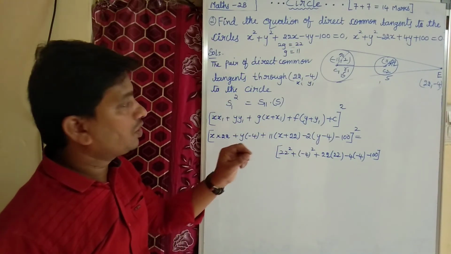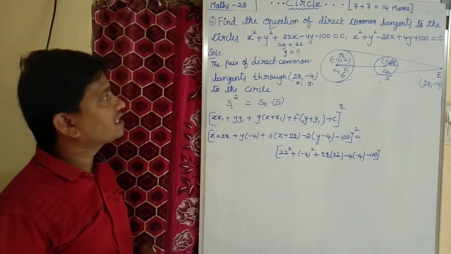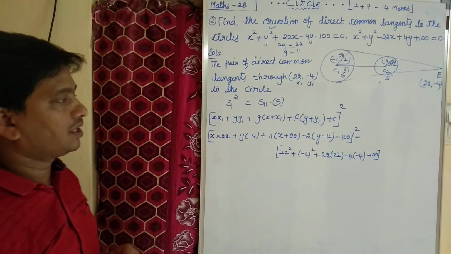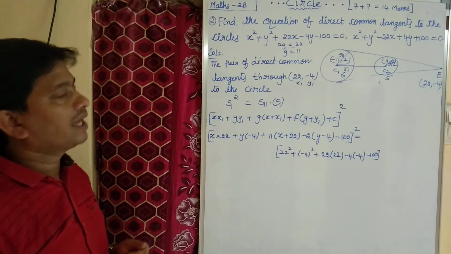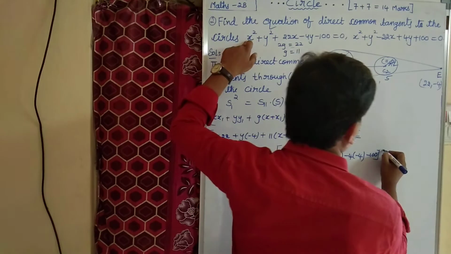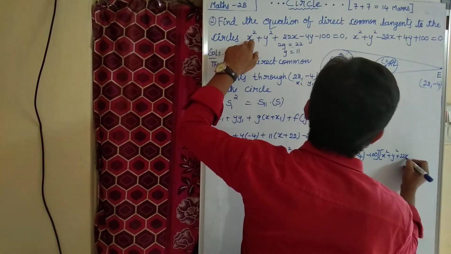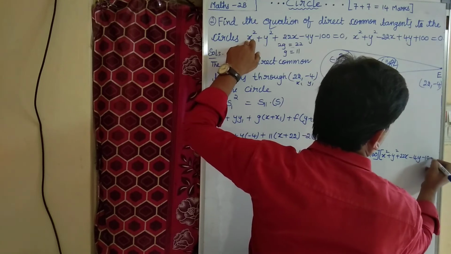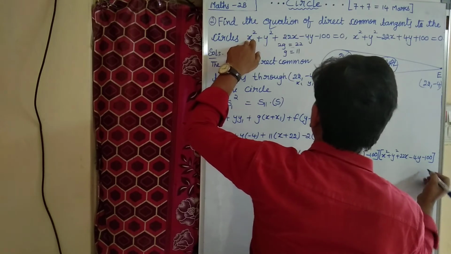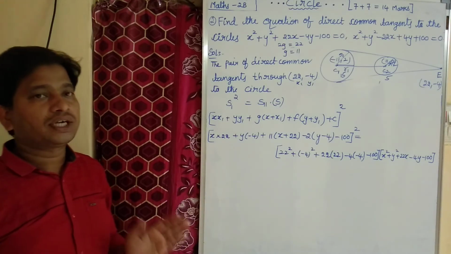S11 means we need to substitute point x1, y1 in the equation of circle x square plus y square plus 22x minus 4y minus 100, into S. S means what, children? This is only our equation of circle: x square plus y square plus 22x minus 4y minus 100, which is equal to, that's all. This step you need to understand clearly.